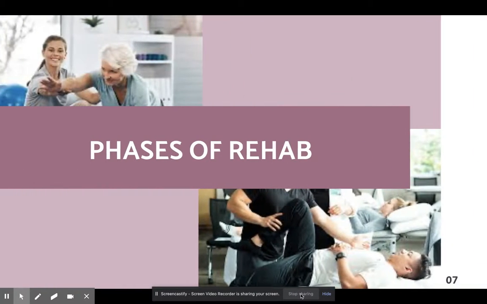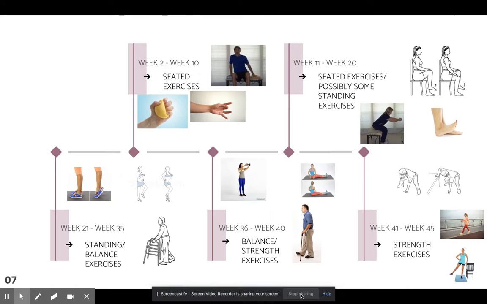Phases of rehab. There are a total of 5 phases of rehab. Phase 1 is from week 2 to 10 and will begin with seated exercises such as shifting weight from side to side, finger opposition, and ball squeezes. Phase 2 is from week 11 to 20. That will be mainly focusing on seated exercise and maybe some standing exercises, such as sit to stand with clasped hands, seated march, and toe raises.